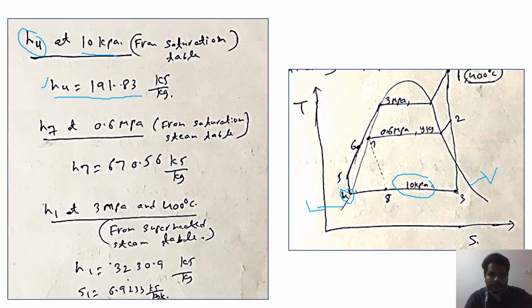In the same way we can find the enthalpy at point 7. Point 7 is also on the saturated liquid line. Here also we have to refer to the saturated steam table at the given pressure of 0.6 megapascal. From the saturation steam table at 0.6 megapascal we get the enthalpy at point 7 as 670.56 kilojoule per kg.